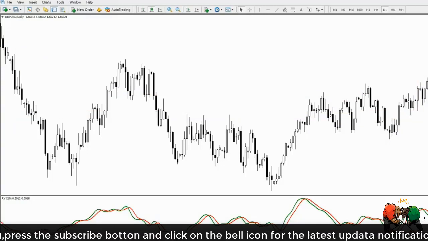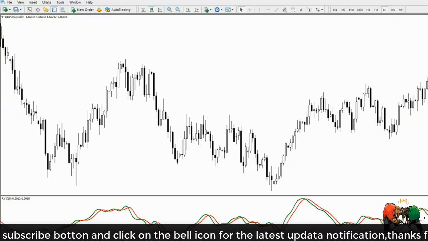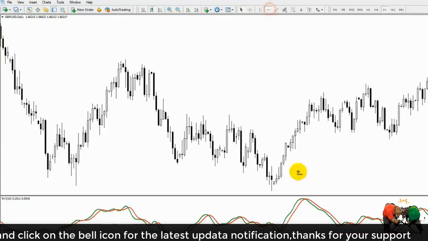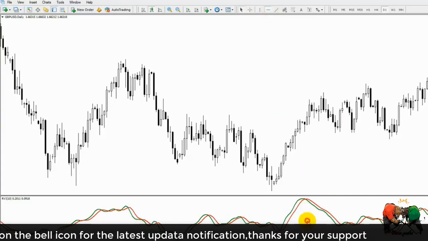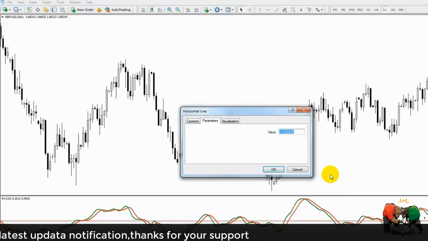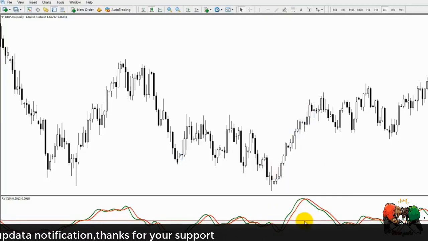So the last way in which we can use the RVI is by referencing this zero value that you can see here. Now, we're not using the value because of its characteristics. The only reason why we're using it is because it's our center point. So what we do is draw a horizontal line and make sure that the value is set as 0. Press OK, and we double click to ensure that the line doesn't move.